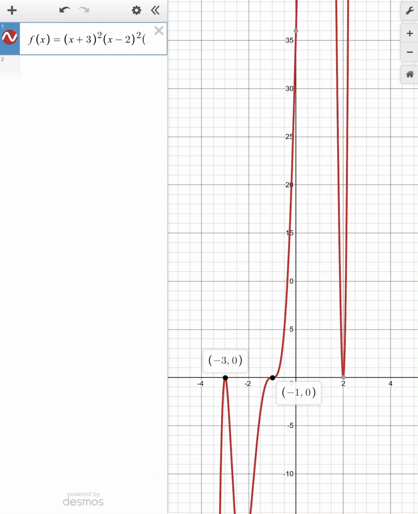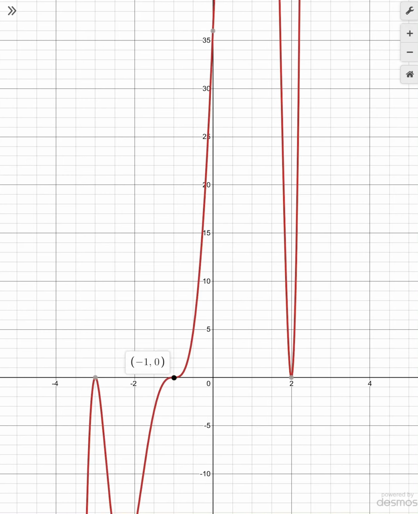Whoa! Look at this. So notice here, at my -1, 0, the behavior of the graph stays the same. Around 2, 0, the behavior of the graph stays the same. And now at -3, 0, my graph is acting like a parabola. So when it has a power 2, it's acting a little bit like a parabola.